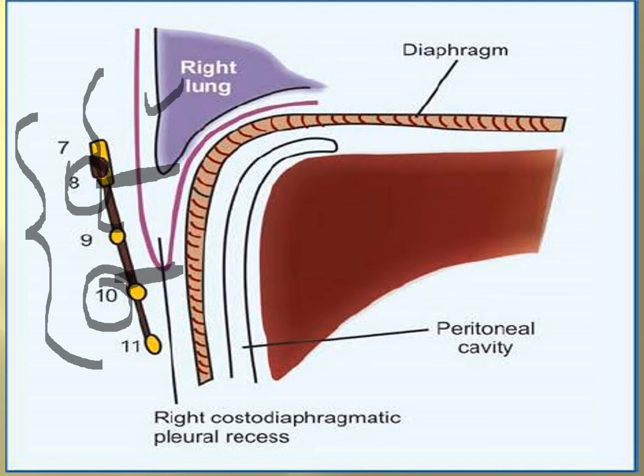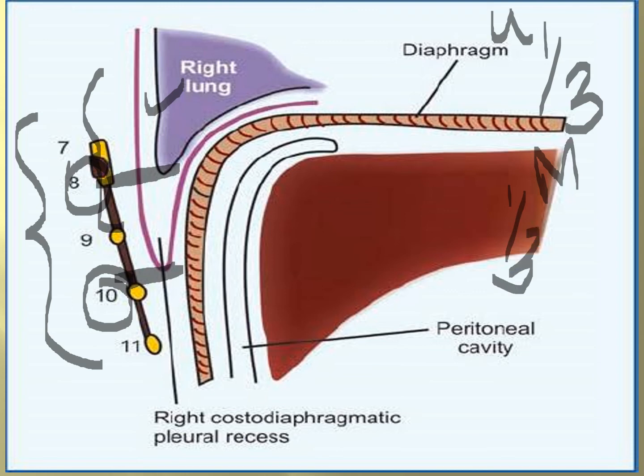So lungs, pleura and diaphragm are the structures with which the upper 1/3 is related. We are dividing the right surface hypothetically into three parts: the upper 1/3, the middle 1/3, and the lower 1/3.